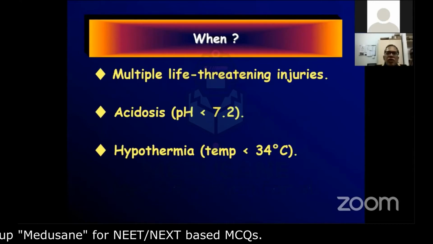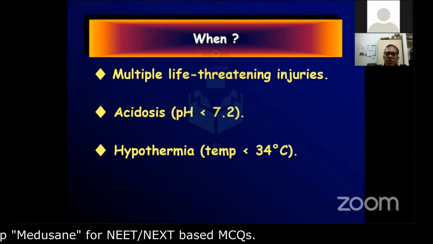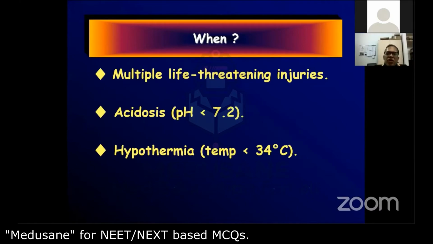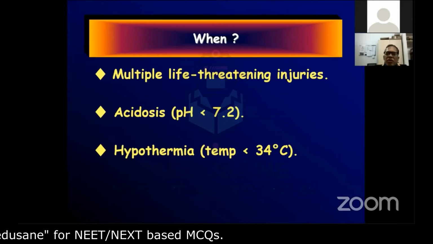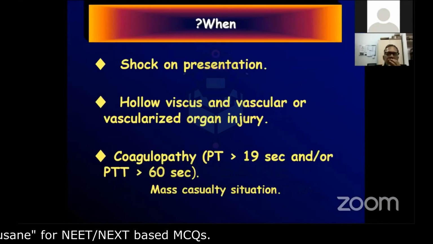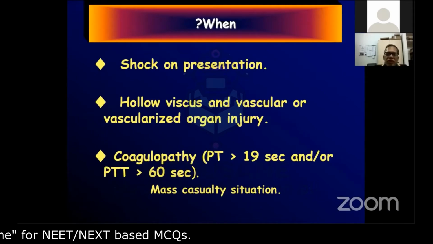So when there are multiple life-threatening injuries, acidosis with pH less than 7.2, and body temperature less than 34, these things are ideal indications. Then you can restore the temperature in the ICU, resuscitate, and when urine output is good and the patient is stable, you can go in and do the definitive surgery. Other indications: shock at the time of presentation, hollow viscus and vascular injury, and coagulopathy, with prothrombin time more than 19 seconds or PTT more than 60 seconds. Normal prothrombin time is 12 seconds.